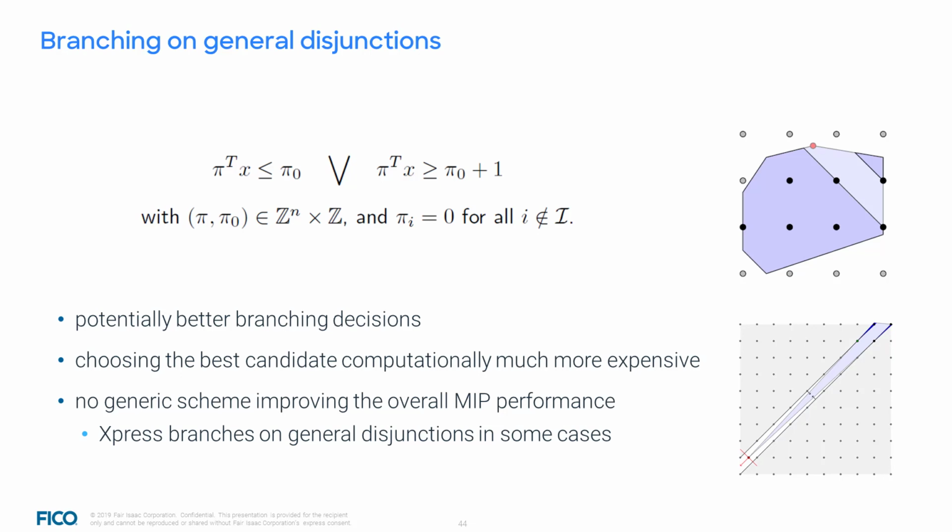General disjunctions are more powerful than single variable branches, but the crucial question is, how to find good general disjunctions to branch on? The answer is that, at the moment, there is no generic scheme that improves the overall MIP performance. Express only uses general disjunctions in some distinct special cases.